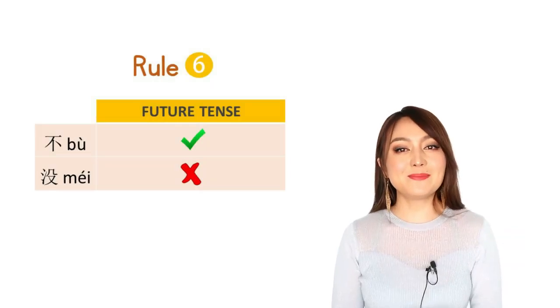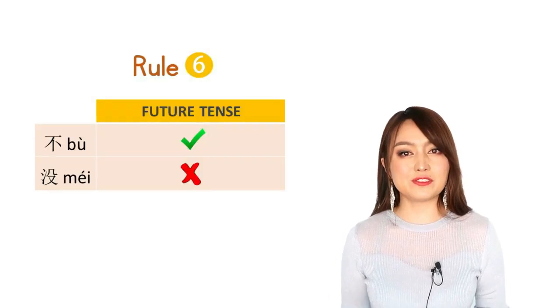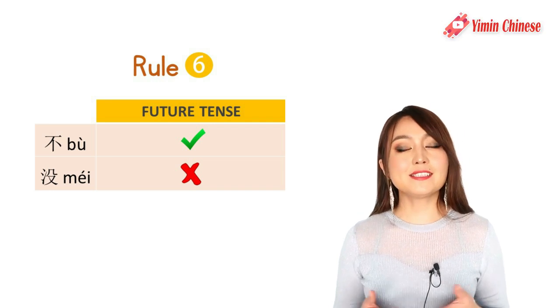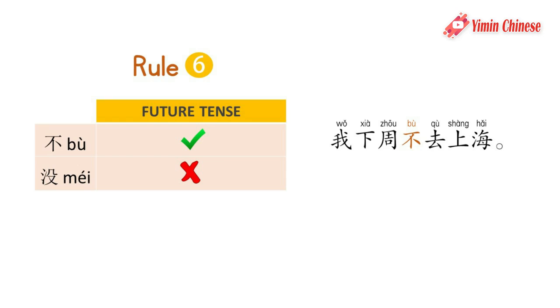Okay, now rule number 6. 不 can be used for all tenses: the past, the present, and the future. However, 没 is never used for future tense. You can say 我下周不去上海, I'm not going to Shanghai next week. But there's no way you use 没 in the future. We don't have an example sentence with 没 in future tense because you never use it in that way.